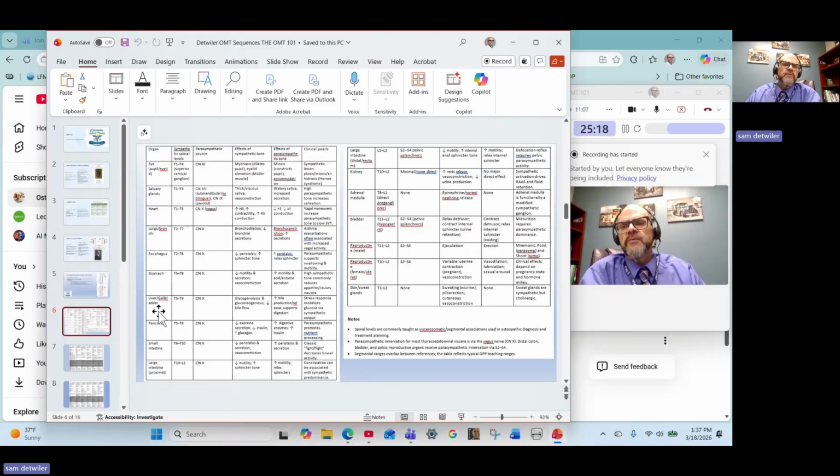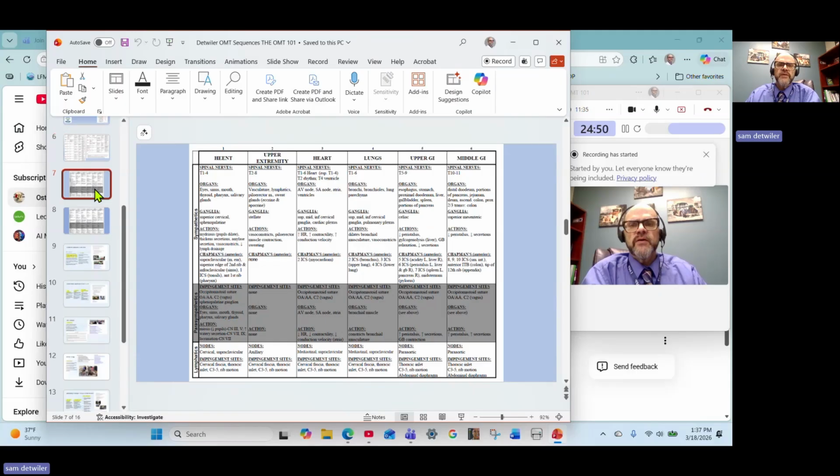So for example, the liver and gallbladder issues, sympathetically we would target T5 to T9, especially on the right. And cranial nerve 10, which is the vagus nerve, for the parasympathetic tone of the liver and gallbladder. It tells you the effect of sympathetic tone, parasympathetic tone on that organ, and then gives you some clinical osteopathic pearls that are pretty much classic findings.